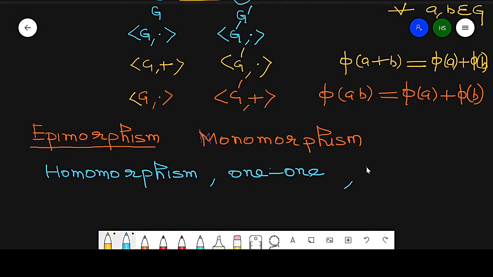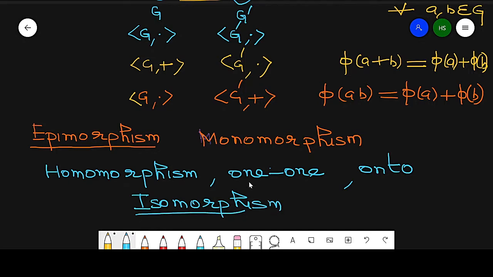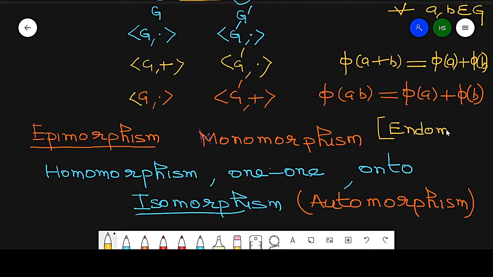If it is a homomorphism and one-one and onto, then this is called an isomorphism. If the groups are the same, meaning G and G dash are equal, in that case isomorphism is called an automorphism. And if the groups are the same, then homomorphism is called an endomorphism. So remember these definitions, right?